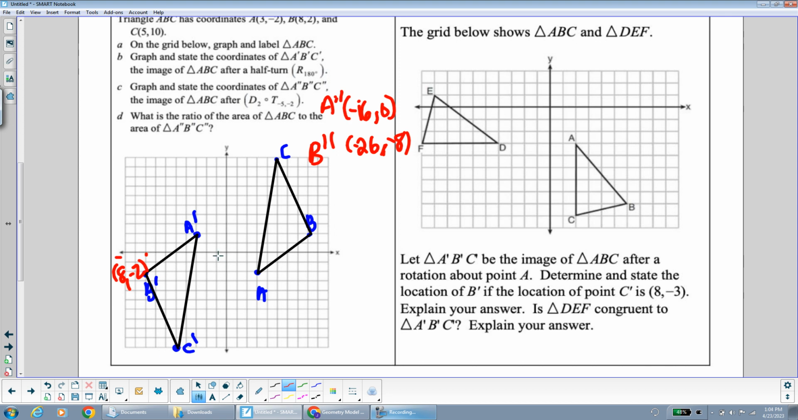Okay, C prime is -5, -10. So if I'm starting with -5, -10, and I'm subtracting 5 from the x coordinate, that's what the translation says. So -5 minus 5 is -10. And -10 minus 2 is -12. And then it's a scale factor of 2. So that would be -20, -24. So let me write that down for C prime: negative 20, negative 24. Okay.